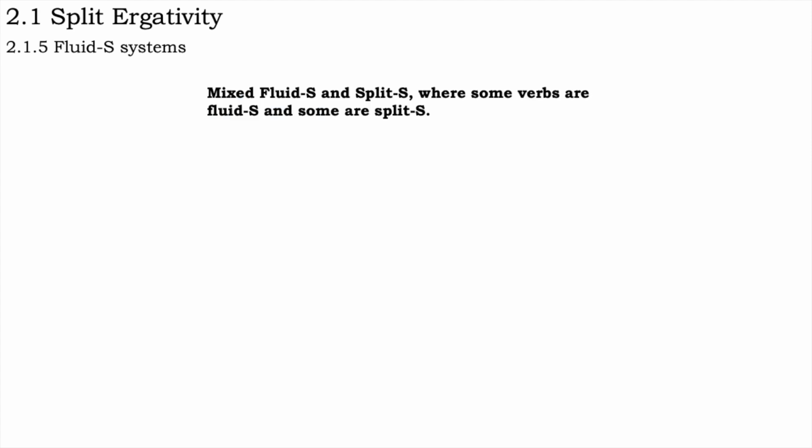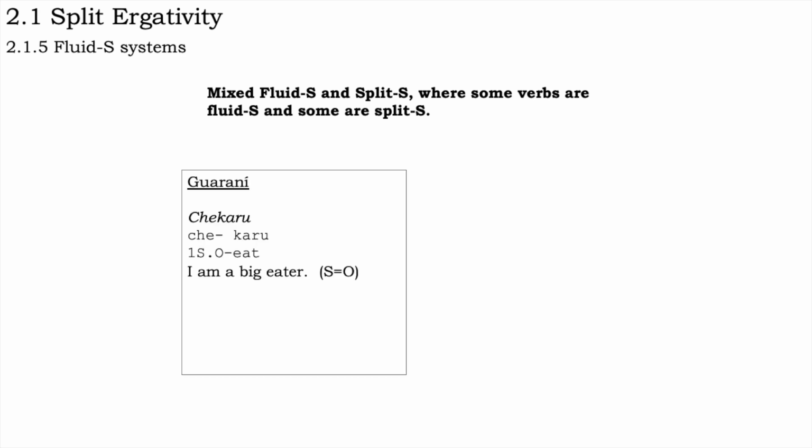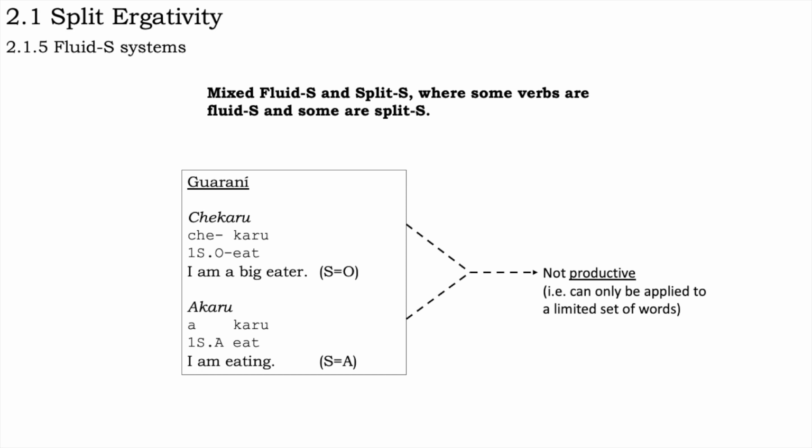Finally, I would like to note that, although split S and fluid S constitute two separate systems, it is also possible to combine them. For instance, it is not uncommon for a split S system to contain a set of verbs which are fluid between S equals A and S equals O. For instance, in Guarani, Chekaru with S equals O means I am a big eater, whereas Akaru with S equals A means I am eating. Although Dixon notes that this contrast is not productive, i.e., it can only be applied to a limited set of words.